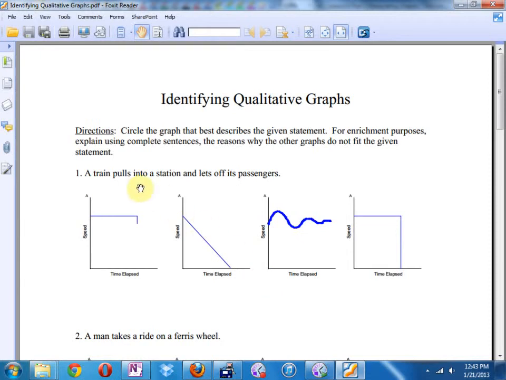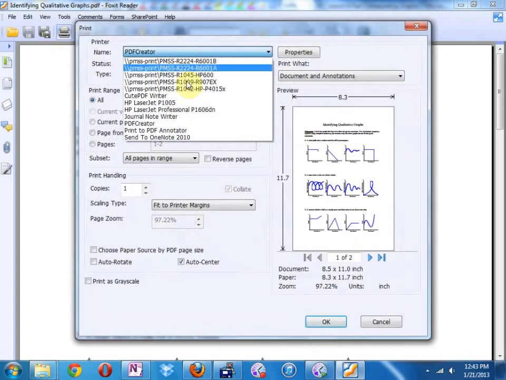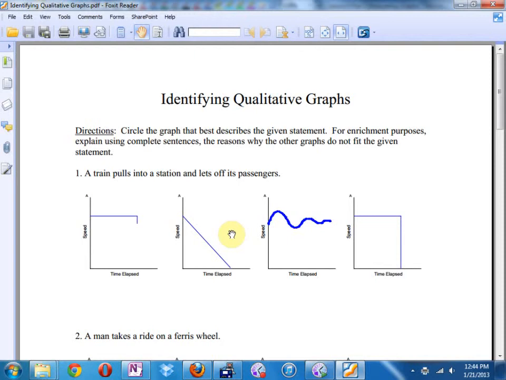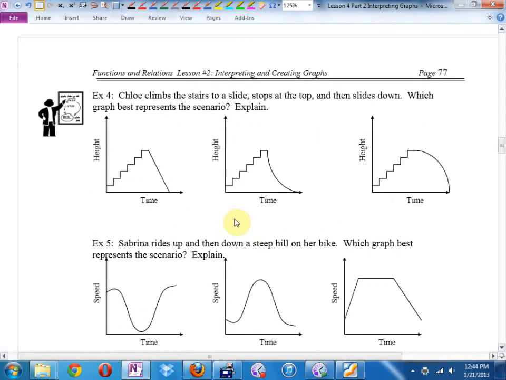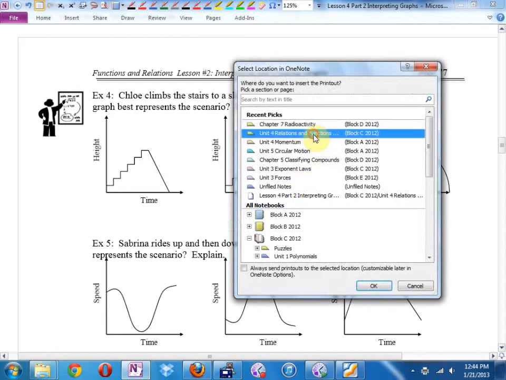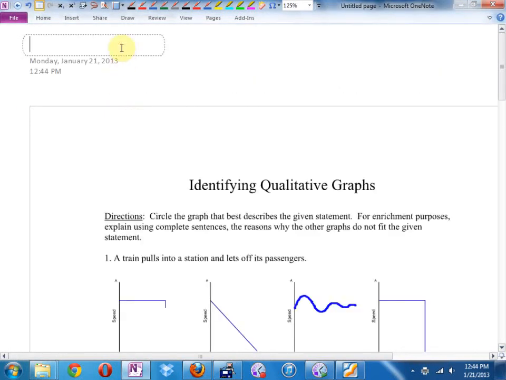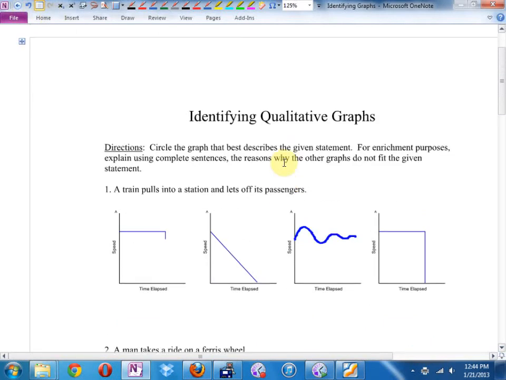It says, circle the graph that best describes the given statement. You know what? I'm going to send it to OneNote so I can write on this. And we're going to go right to here. Identifying graphs. Okay, so here's our first one.